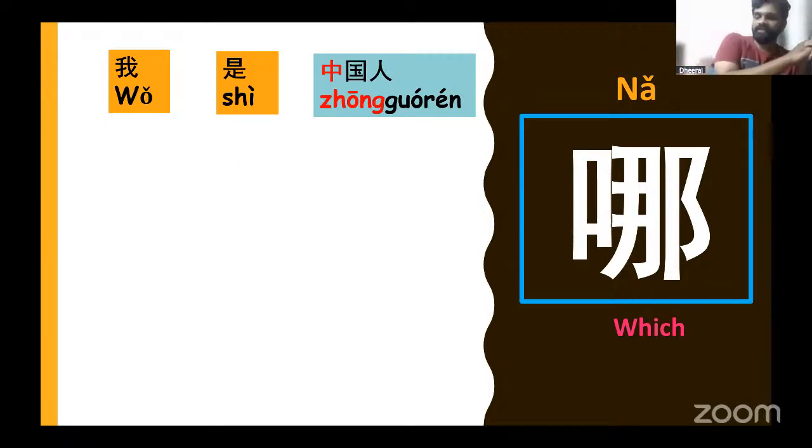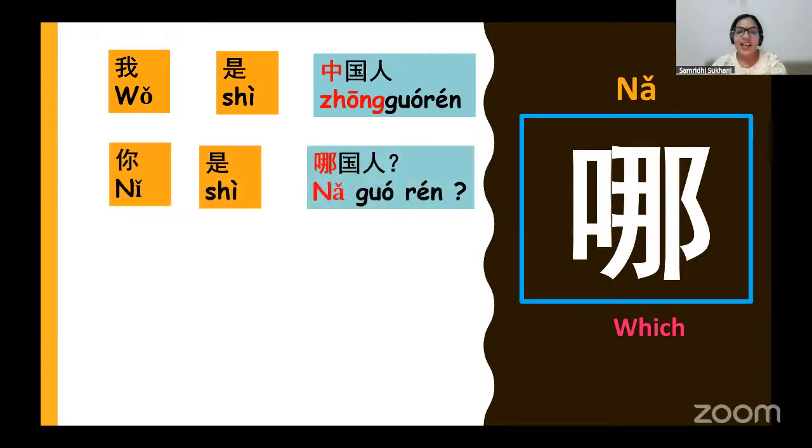Okay, you are which country person? Ni shi na guo ren. So you are missing "ni" and "shi". Instead of a two-syllable word for country, here we just use one syllable word, which is called "guo". So guo means country, ren means person. So we literally say Ni shi na guo ren.